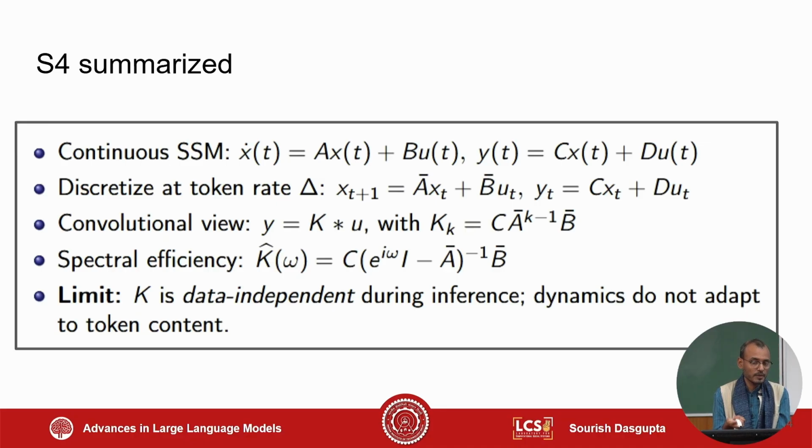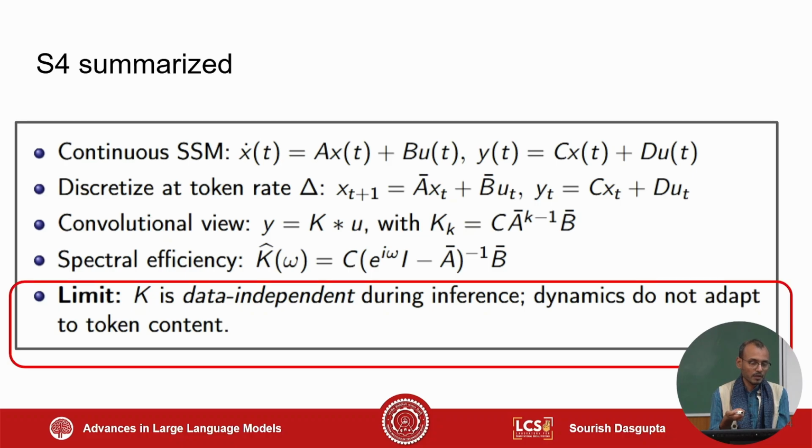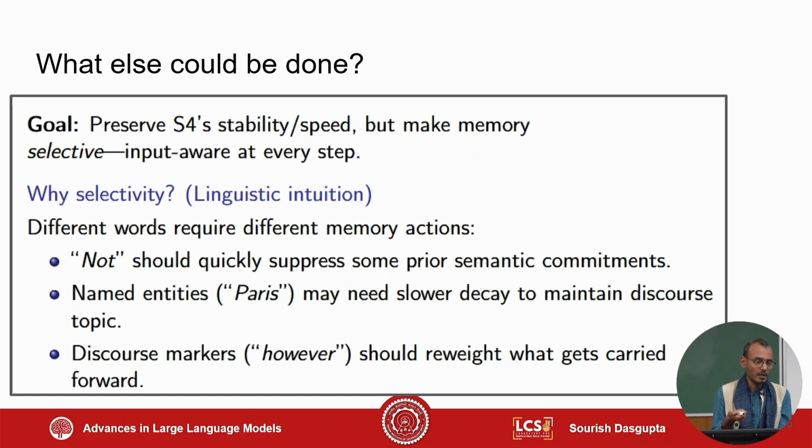But the limit is K is all data independent, because A is data independent. That's why K will be data independent, right? A and B are data independent, so the dynamics do not adapt to token content. So what you do is something very simple. You say, okay, I want to preserve the stability and speed of S4, but I want to make the memory more selective.